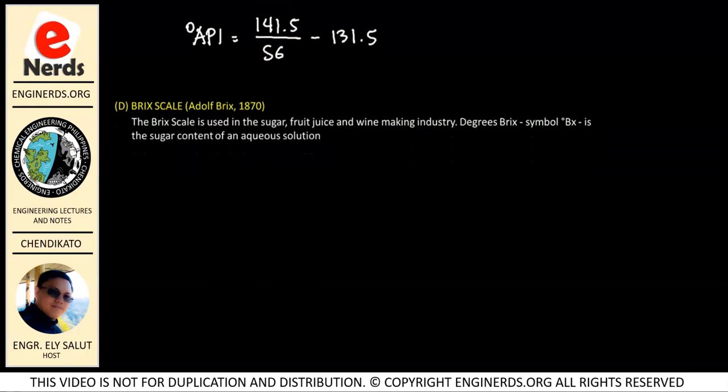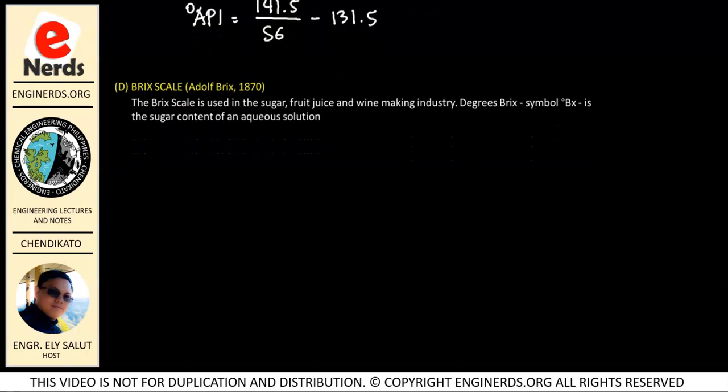Then the last specific gravity scale na pag-uusapan natin is itong tinatawag nating Brix scale, which is introduced or named after Adolf Brix in 1870. Well, the Brix scale is used in the sugar, fruit juice, and wine making industry. The degree Brix with symbol degree Bx is the sugar content of an aqueous solution. So, ginagamit natin to in sugar, fruit juice, and wine making industry.